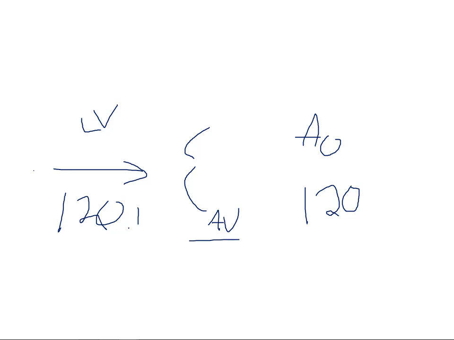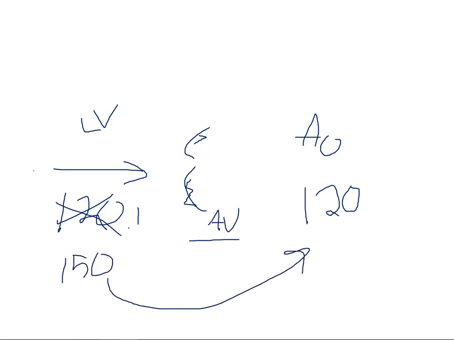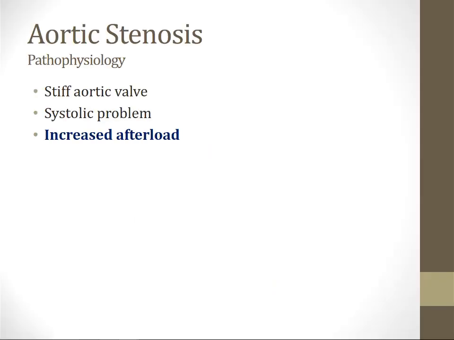What we see in aortic stenosis is that this valve becomes very stiff and thickened and it's hard to open. In this case, the pressure inside the left ventricle has to get much higher, let's say as high as 150 millimeters, in order to open the valve. This is a gradient of 30 millimeters between the left ventricle and the aorta in systole, and that's what's seen in aortic stenosis.